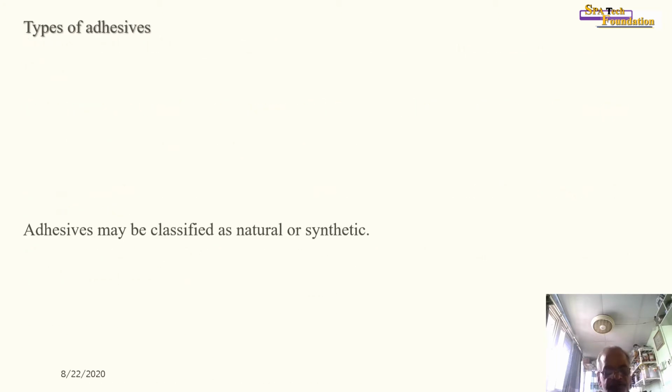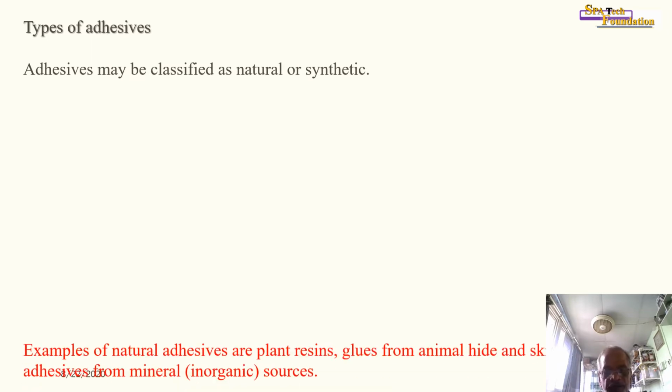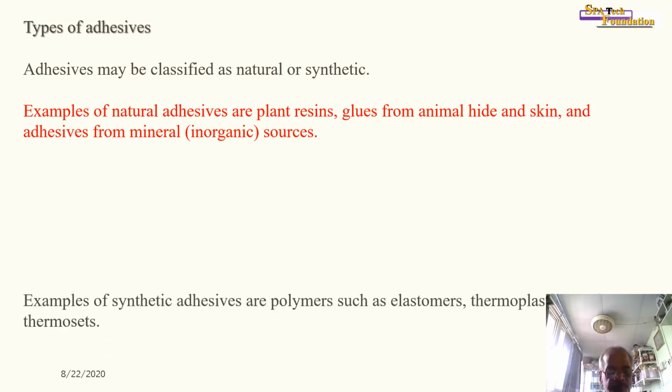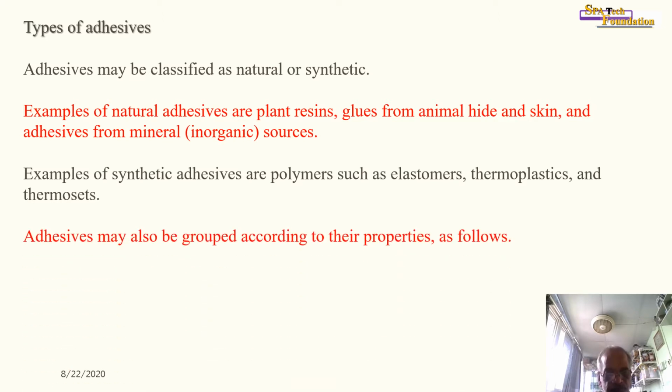Types of adhesives. Adhesives may be classified as natural or synthetic. Examples of natural adhesives are plant resins, glues from animal hide and skin, and adhesives from mineral, that is, inorganic sources. Examples of synthetic adhesives are polymers such as elastomers, thermoplastics, and thermosets. Adhesives may also be grouped according to their properties as follows.